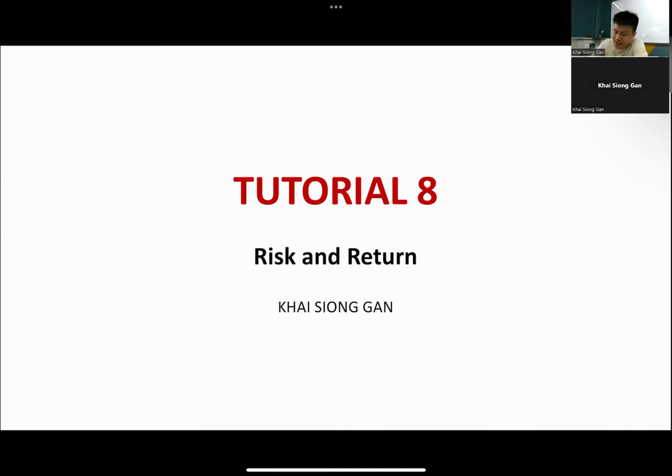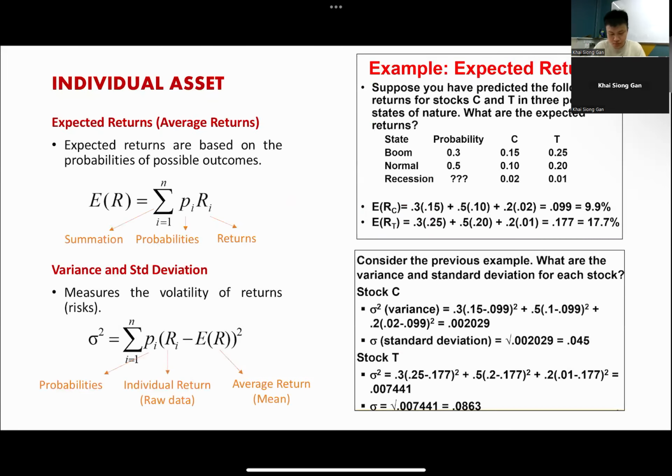Okay, so for today's class, we are going to look into risk and return. So tutorial 8. So another question, 20 marks as well in your exam. Just like your last week tutorial as well. So it's quite important. Okay. So for today's class, you don't really have to use the financial calculator. You just use the normal calculator with you.